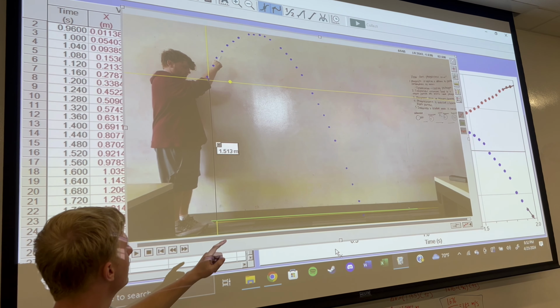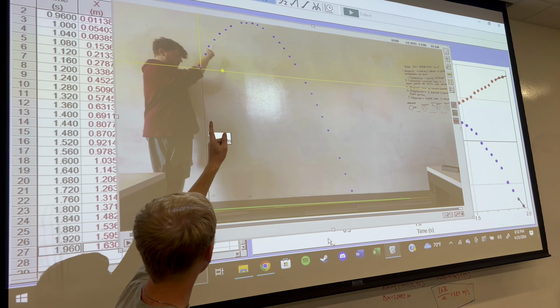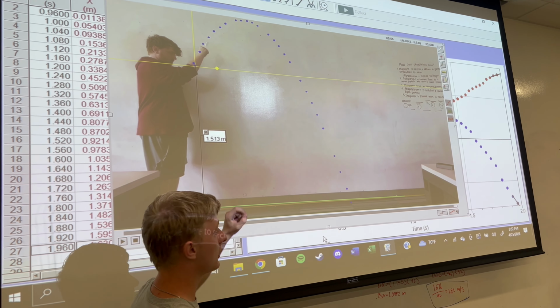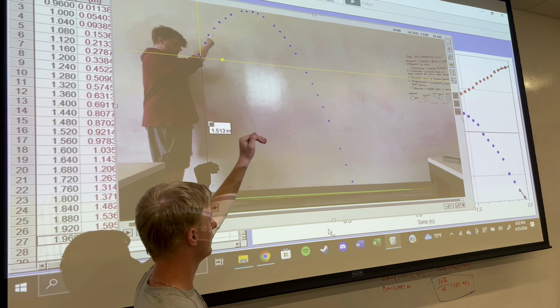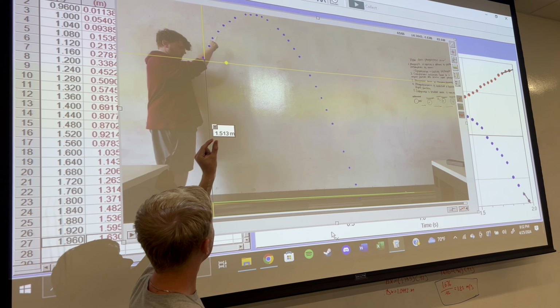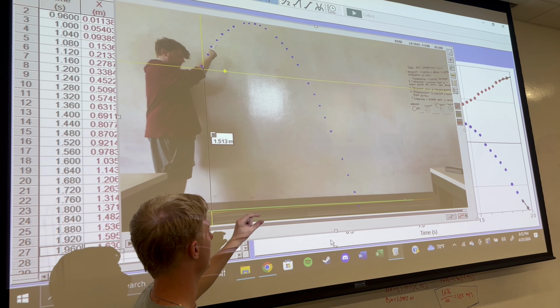Another error that can occur is that the point where the dots are located may not match exactly where the ball is, because the ball was moving fast enough that it was blurred on camera. So we just had to guesstimate essentially where the best point was.